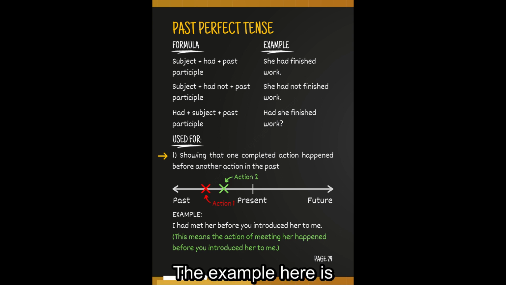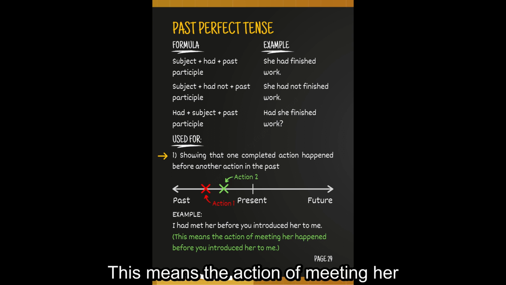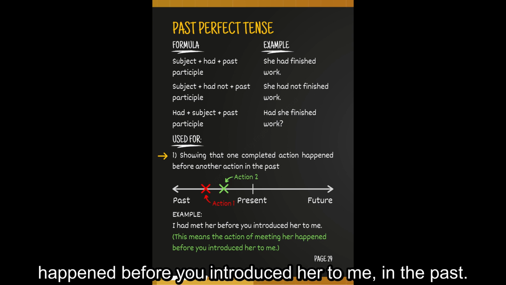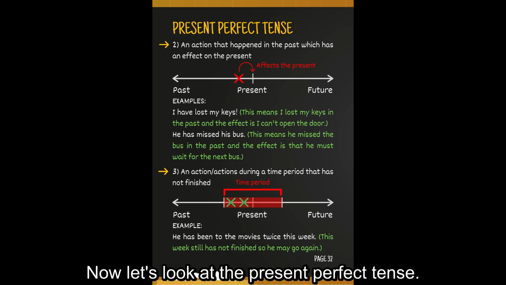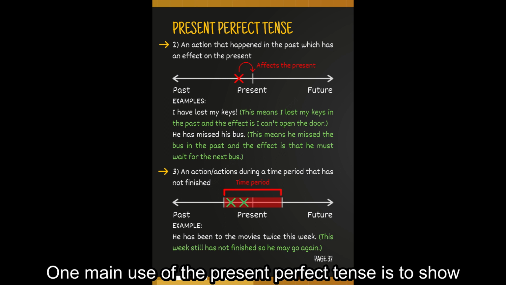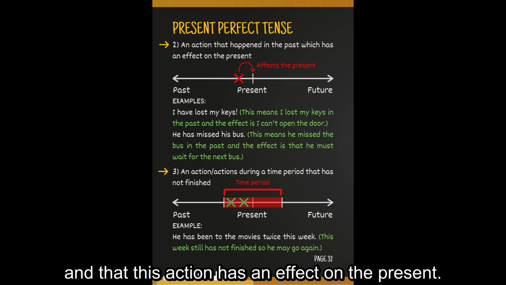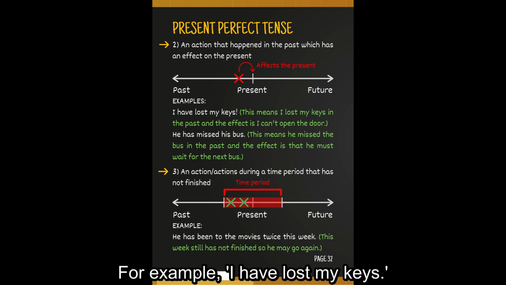The example here is, I had met her before you introduced her to me. This means the action of meeting her happened before you introduced her to me in the past. Now let's look at the present perfect tense. One main use of the present perfect tense is to show that an action happened in the past and that this action has an effect on the present. For example, I have lost my keys.